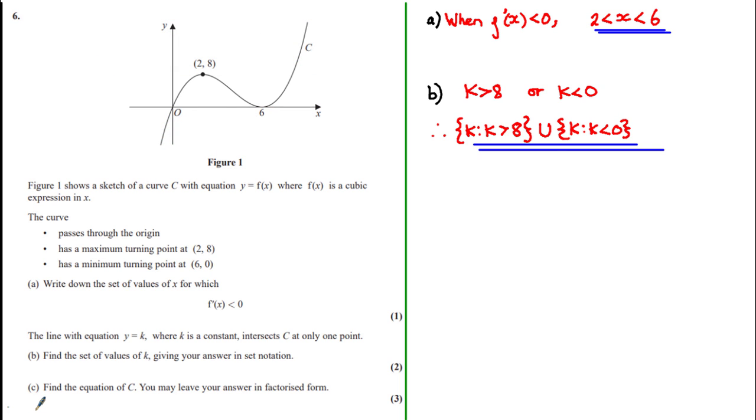Okay. The final part of this question says find the equation of C. You may leave your answer in factorized form, and this is for 3 marks. So let's try and use the information we've been given in the question about the curve to find its equation. So what do we know about the curve?